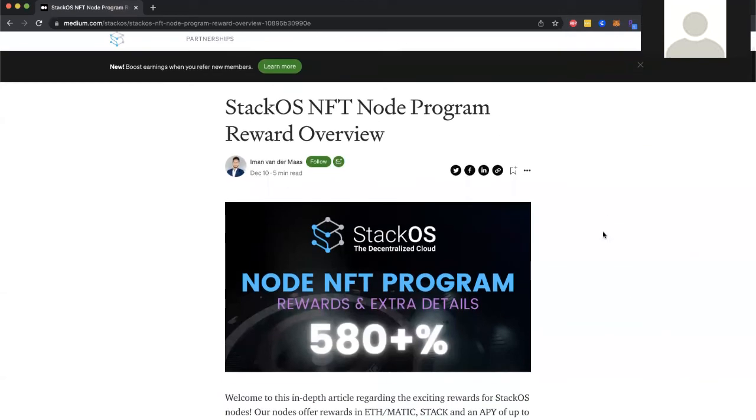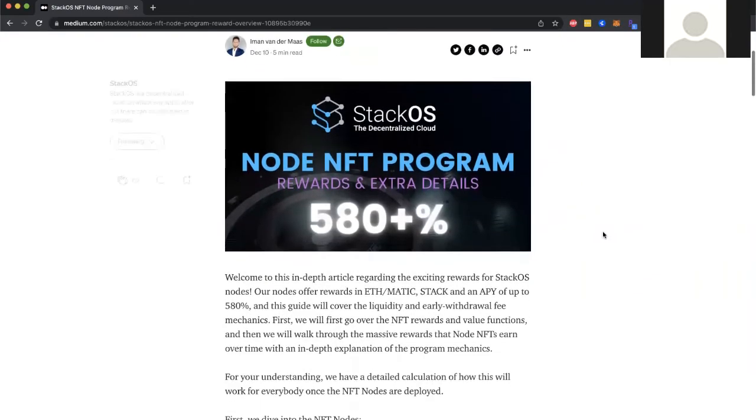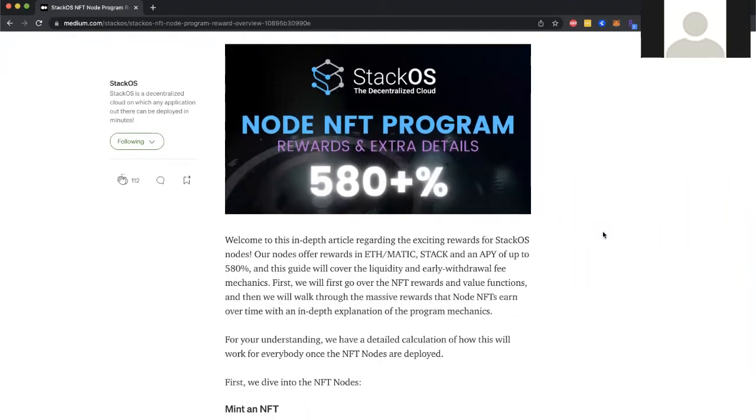All right. So here's the StackOS NFT node program. It's an overview of the entire program and how it's going to look.